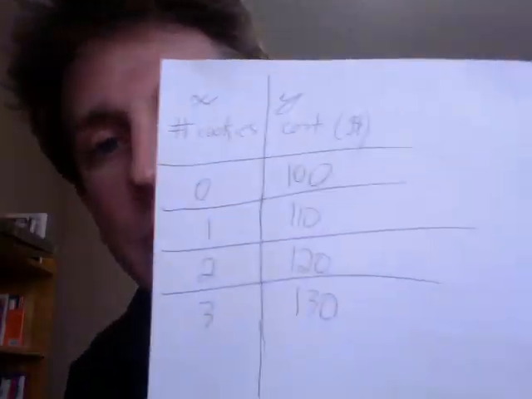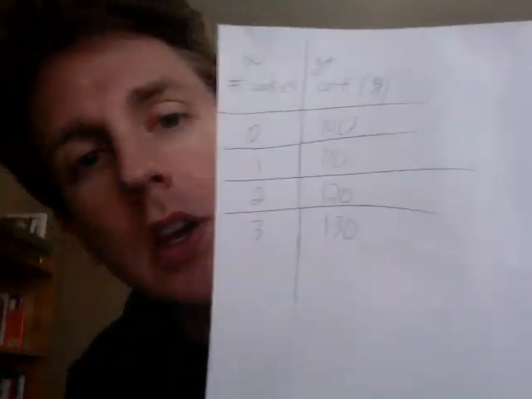Stands to reason then 2 cookies will be 120, and 3 cookies will be 130. Okay, so we've got this table of values here. Now what we're going to do is write an expression. We need to write an expression to figure out the cost. How do we figure out the cost based on any number of cookies?